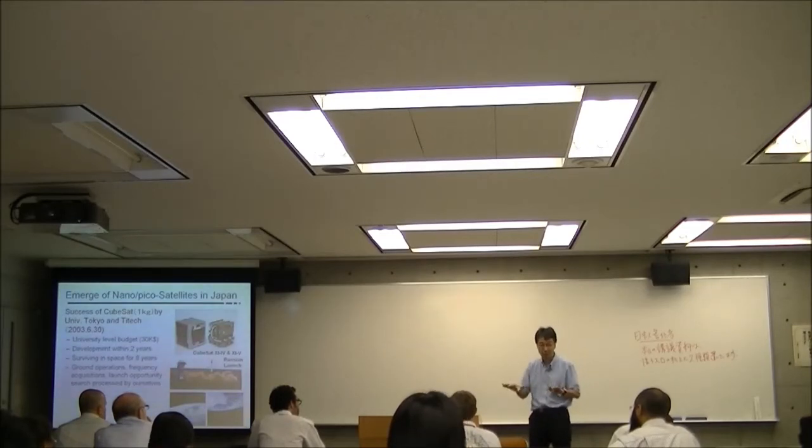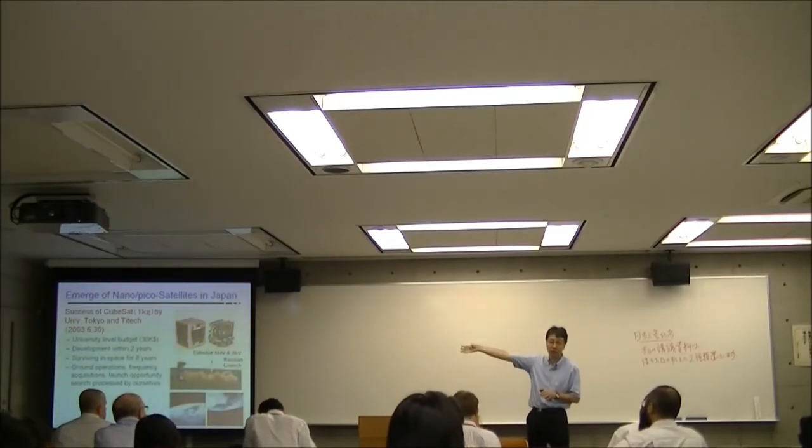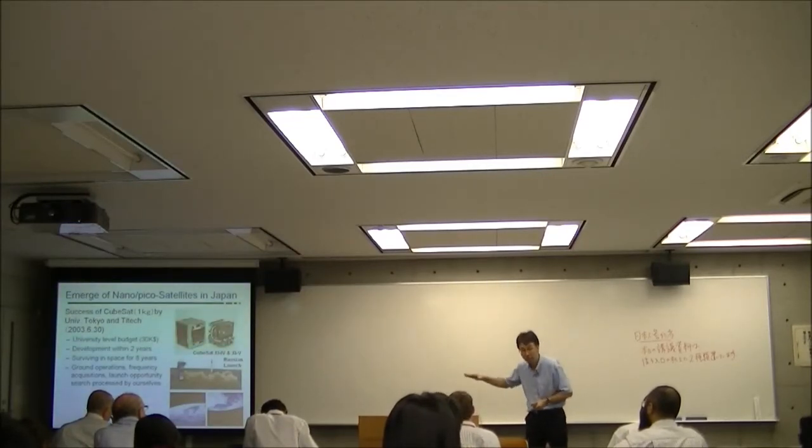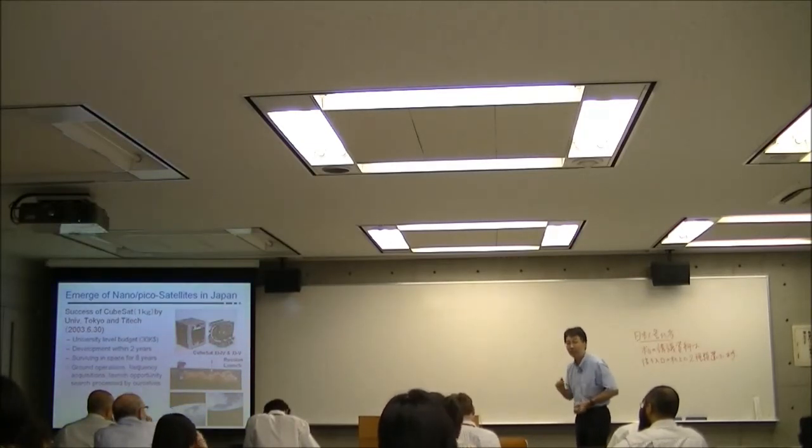The first thing we did was to check whether these parts can survive in space, using space environmental tests such as vacuum, vibration, radiation, and so on. From them, we can select several parts which can work in space. And then we develop our CubeSat. So it was very cheap.